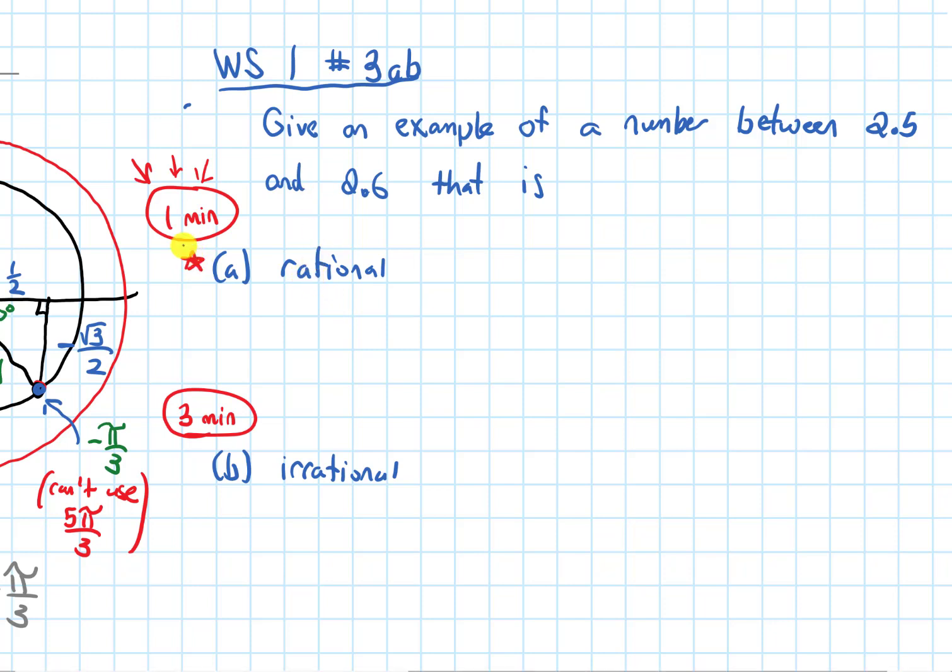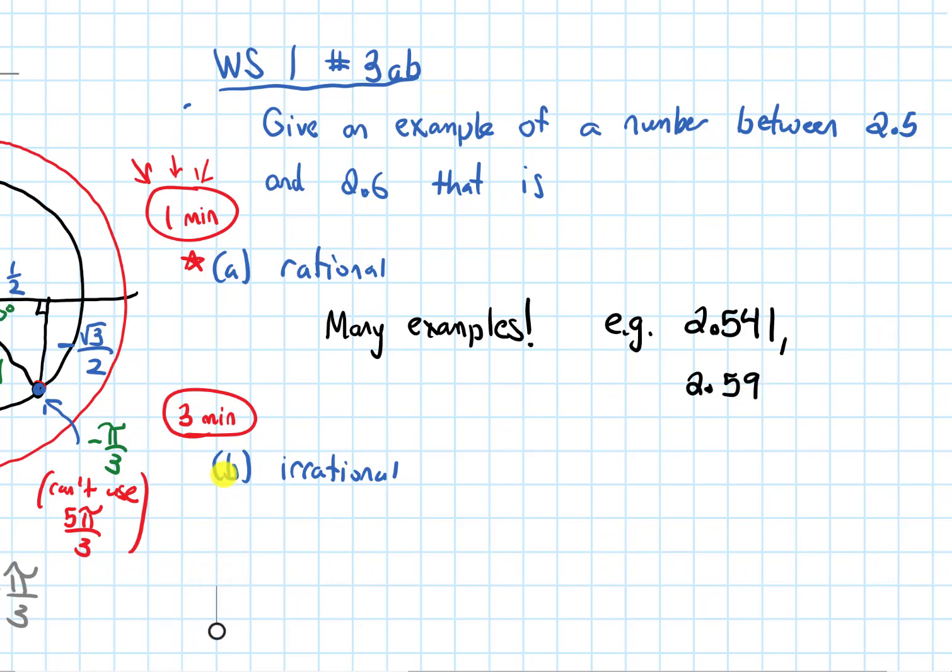Alrighty, so hopefully you did that. Hopefully you paused it for a minute to try that. Let's talk about it together now. So for a rational one, there are many examples that we can write down quickly. So for example, I could do something like 2.541. I just need something between 2.5 and 2.6. It's fine to put it in decimal form. As long as it terminates, that is going to be rational. Another example is maybe let's do 2.59. That's in between those two, and it terminates, so that means it is going to be rational.